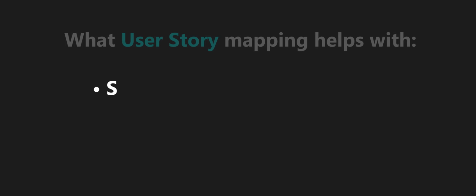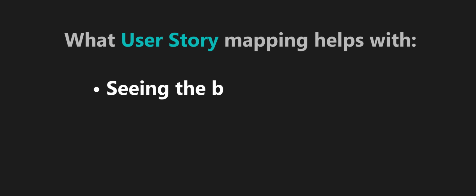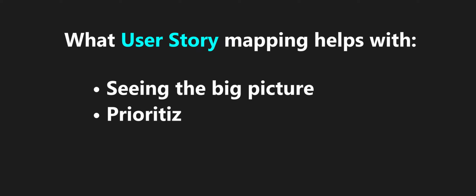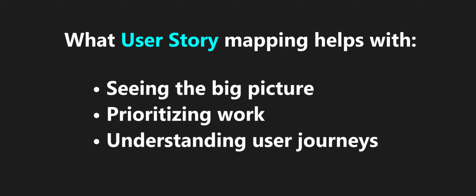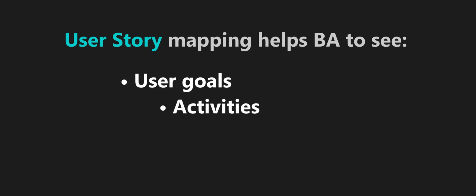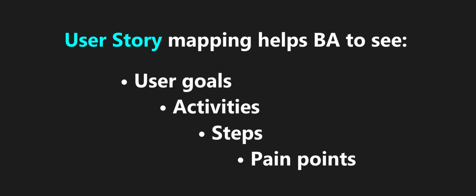User story mapping is very powerful. And what it helps with: seeing the bigger picture. It provides an end-to-end view of the product or processes. It helps prioritize work. It helps organize and sequence tasks based on value. It helps to understand the user journey because it shows how users interact with the system step by step. Instead of isolating requirements, you see user goals, activities, all the steps that they need to do, and pain points.